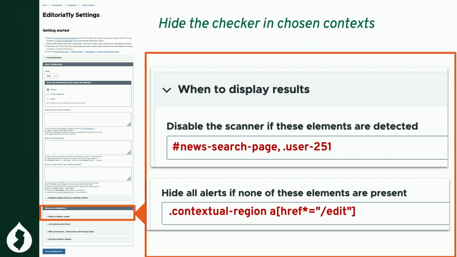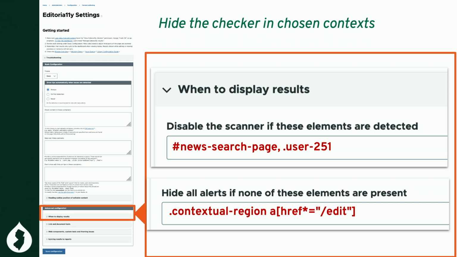Part of this was written for a company that had some very cantankerous and very senior stakeholders, and they wanted to be able to hide it for them. So if you were doing something clever, like put the user number on the page when a logged-in user's viewing it, you could say, don't show this for user 251. Hopefully you don't have that use case, but it's there.